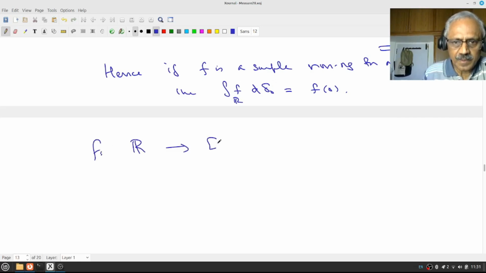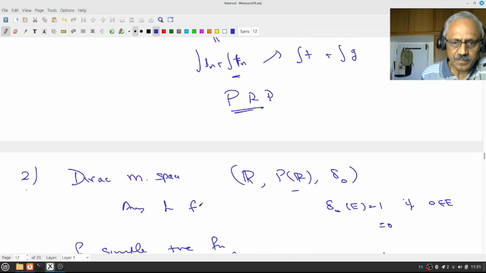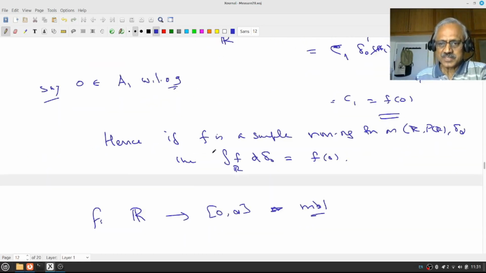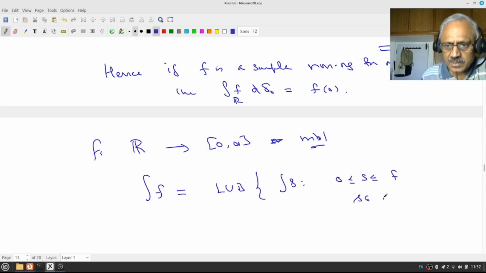Now let f be non-negative. Any function is measurable. Do you see that? Because the sigma algebra is the power set, any function f from R to R is measurable. So I don't have to keep saying it's measurable. It's automatic. Right? Now what is the integral of f? The integral of f is the LUB of the integral of s, where 0 is less than or equal to s, less than or equal to f, and s is in S plus. But this I know is the LUB of s of 0, where s is as above.